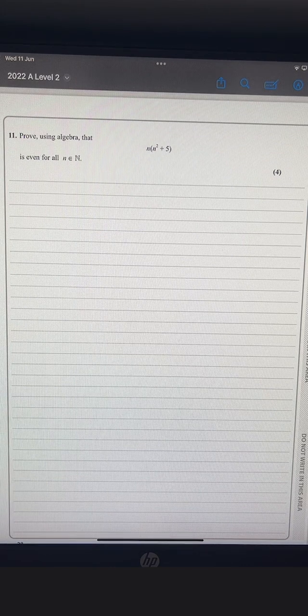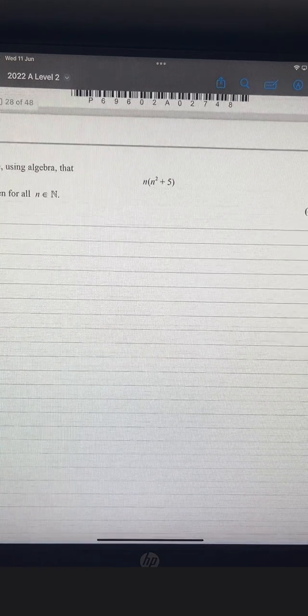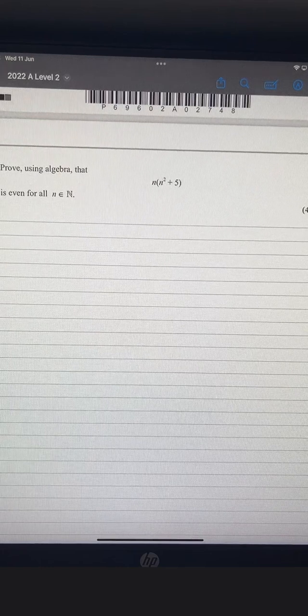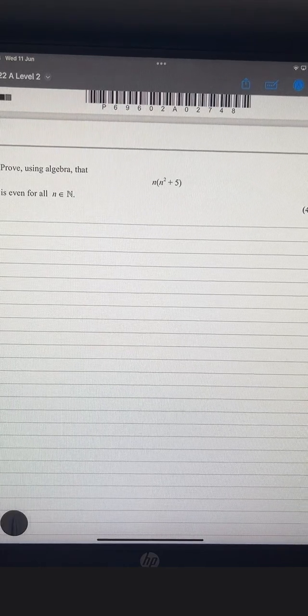I hate proof. Some proofs are long. They are difficult. But this is not too bad. So let's see how we can understand this type of proof. Does anyone in the comment want to say how they would do this type of proof? Bomb proof. All right. So prove using algebra that n times n squared plus 5 is even for all n.